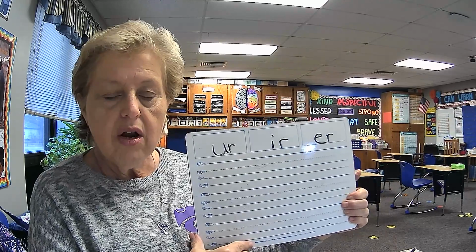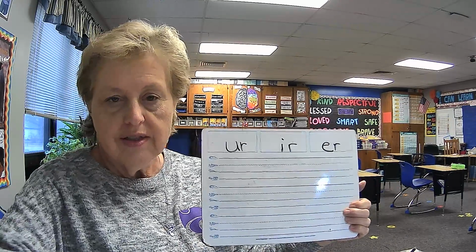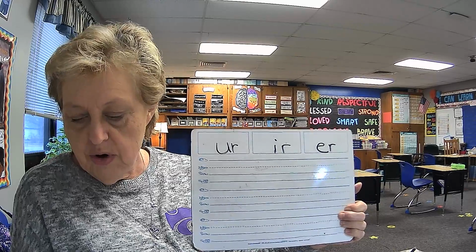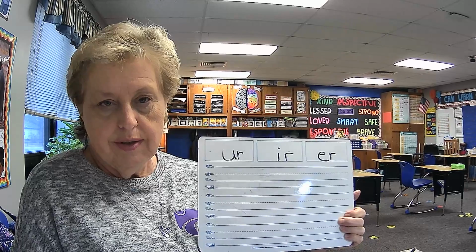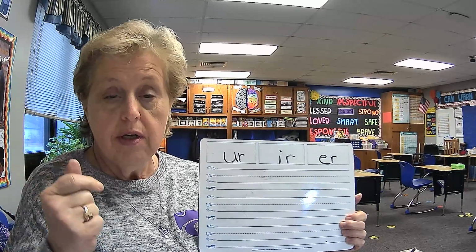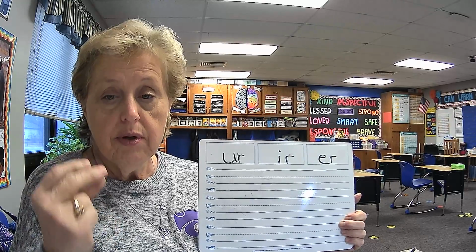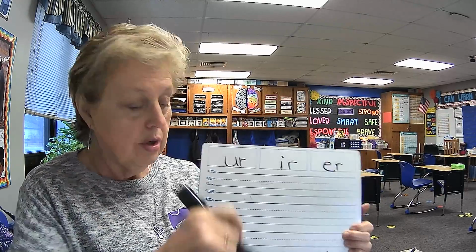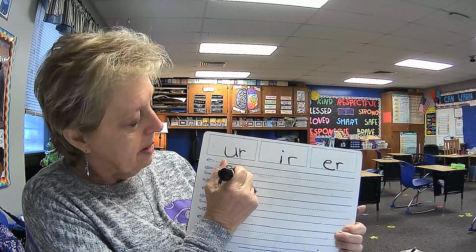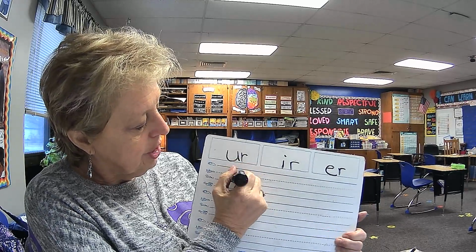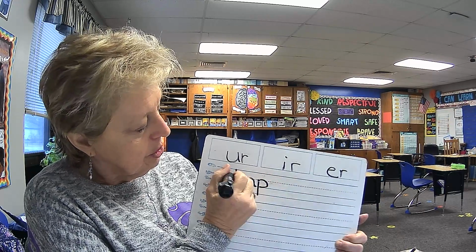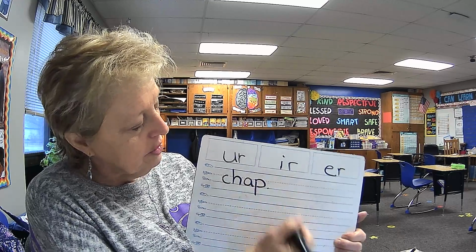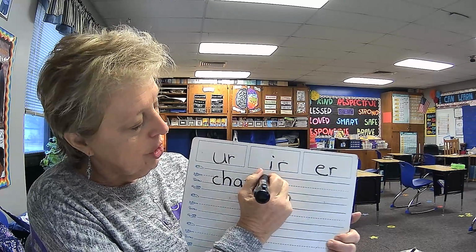Have the UR, IR, ER up at the top of your slide. And the next word, echo me. Chapter. I read a chapter book. First syllable, chap. Second syllable, ter. Chapter. Ch, a, ch, a, p, ch. I'm going to mark where I scoop. Chapter.